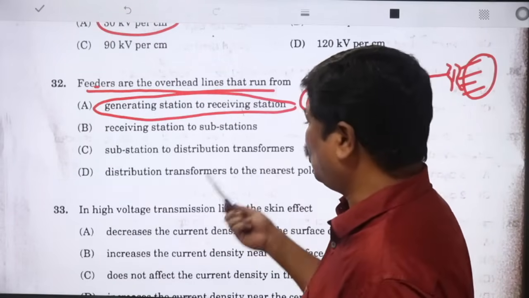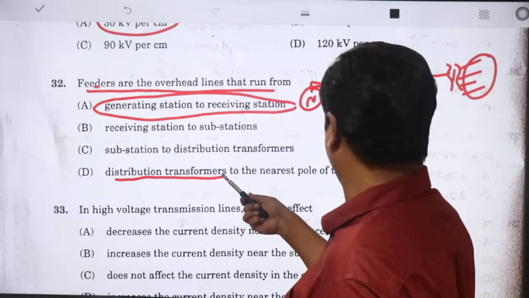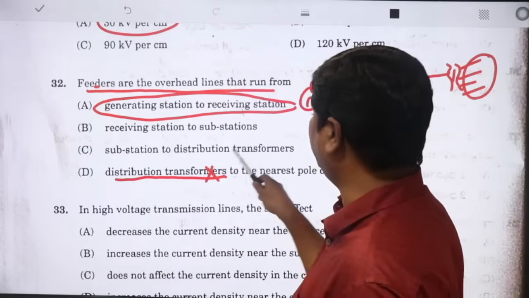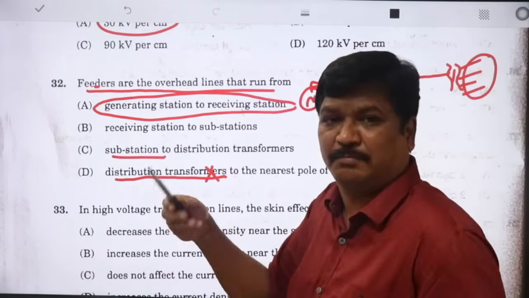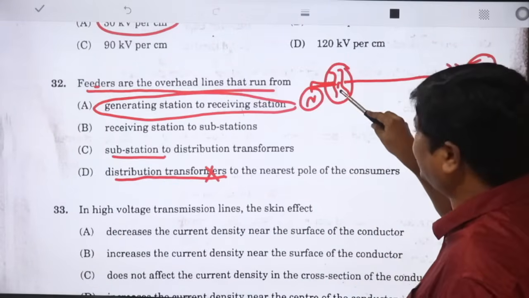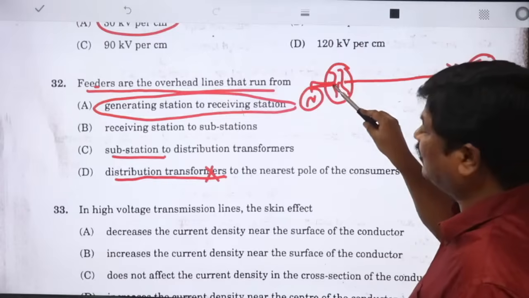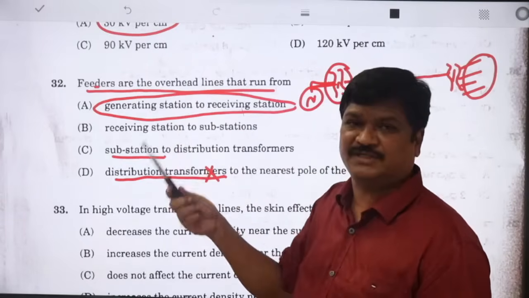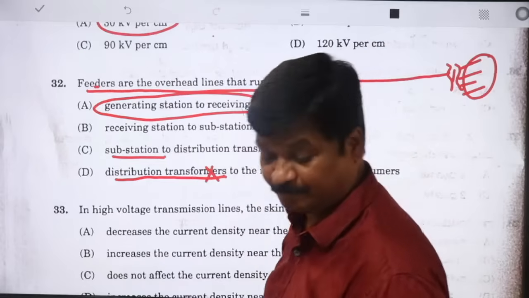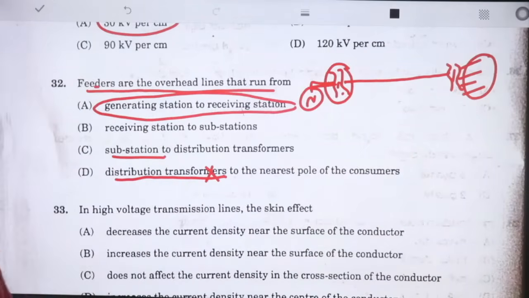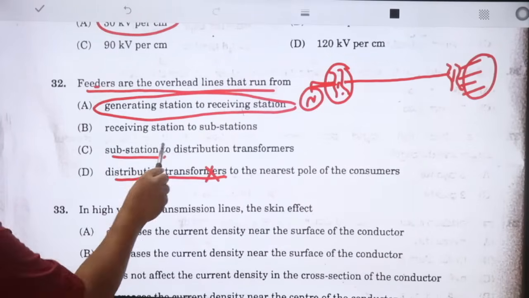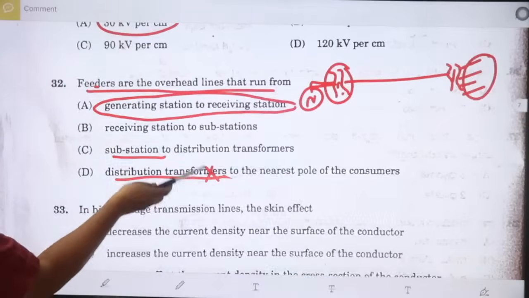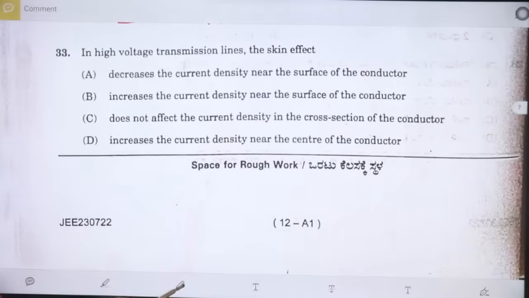Or maybe, appropriately, substation to the distribution transformer. This may also be a chance, because they may consider the substation. If they neglect this one, probably from here to here may also be the answer. But as per my experience and knowledge, I am not sure, but the probability will be there. Not receiving to substation; this B is not at all a correct answer. So maybe C or maybe A. That is what I have. We have to see what the examiner gives in the provisional key.